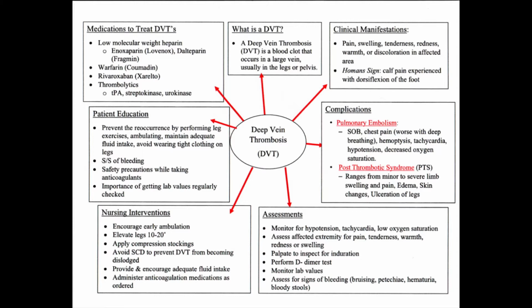Another classic sign of a DVT is what's called a Homan sign, which is when the patient dorsiflexes their foot, brings their foot to their shin, and they experience calf pain.